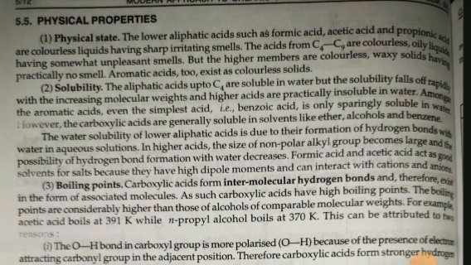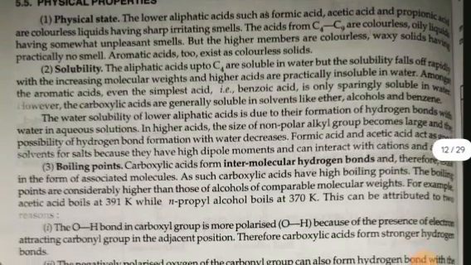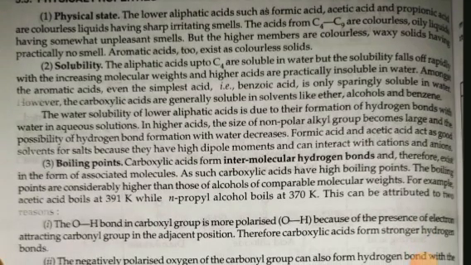The lower aliphatic acids such as formic acid, acetic acid, and propanoic acid are colorless liquids having a sharp, irritating smell. The acids from C4 to C9 are colorless oily liquids having a somewhat unpleasant smell, but the higher members are colorless waxy solids having practically no smell. Aromatic acids exist as colorless solids.